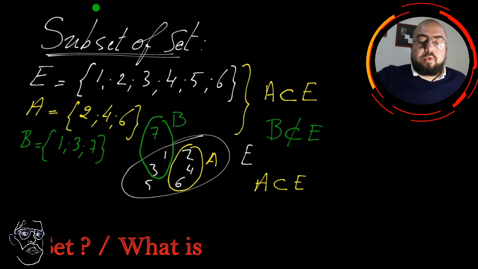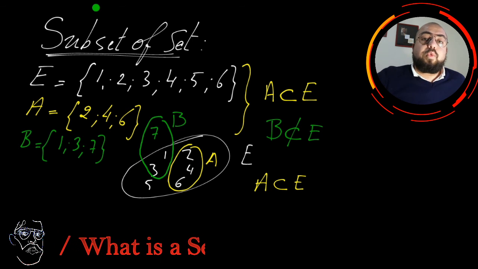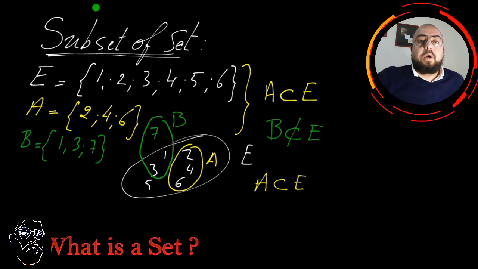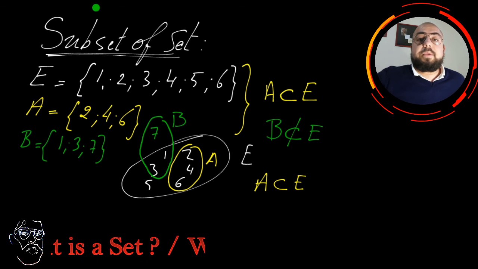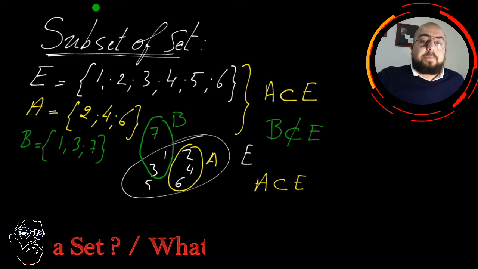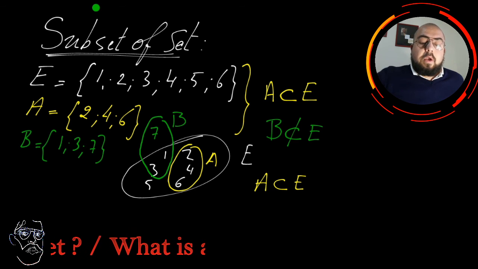So this is how you denote the relation between a subset and a set. A subset is a part of a larger set. In this case, A is a subset of E. B is a set, but it is not a subset of E. Some part of it, yes, but it has the number 7, which is not included in E.